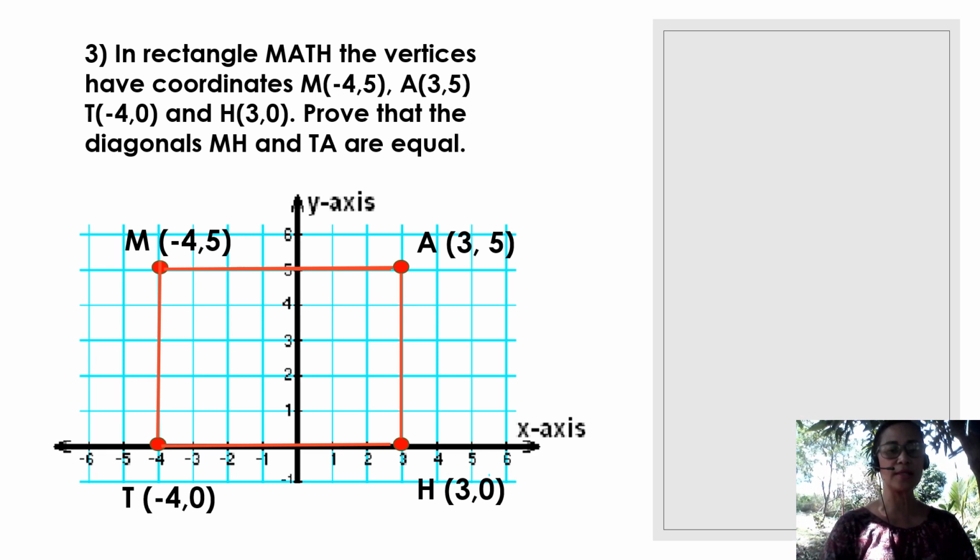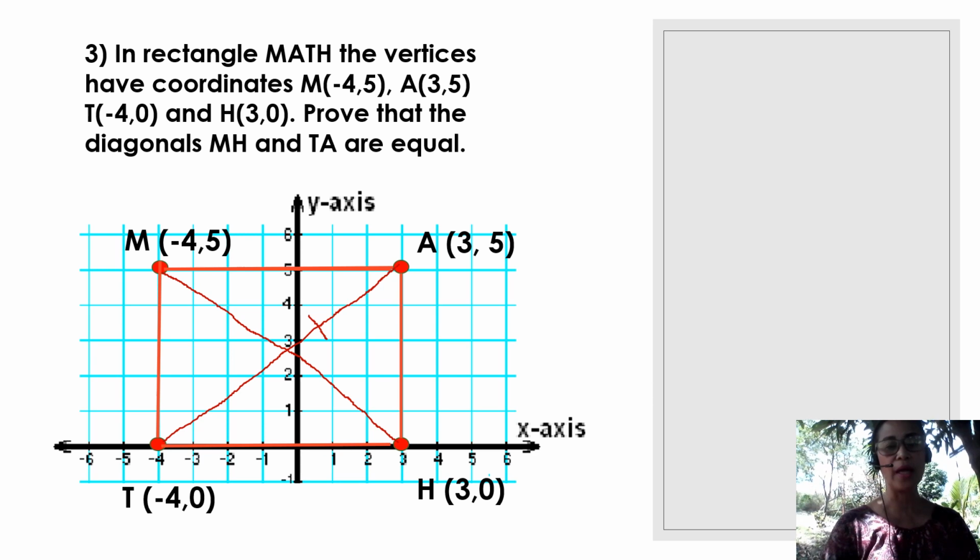Now, it is necessary to graph this problem. So I have to graph it here so that we can visually look at our rectangle MATH. Then I'm going to draw the diagonals of the rectangle, MH and TA. So this is MH, from M connect to H, and from T connect to A. So we have to prove that TA is congruent to MH.